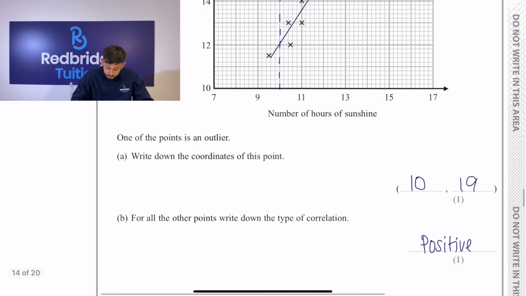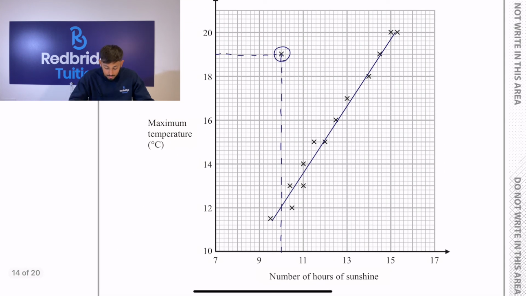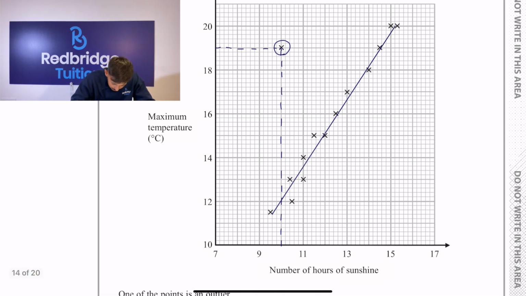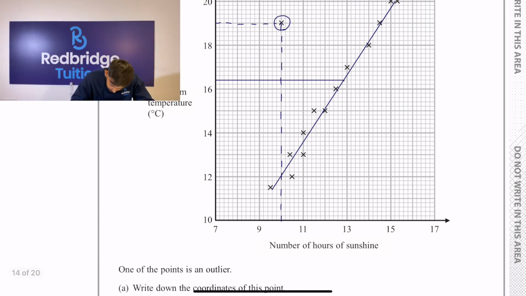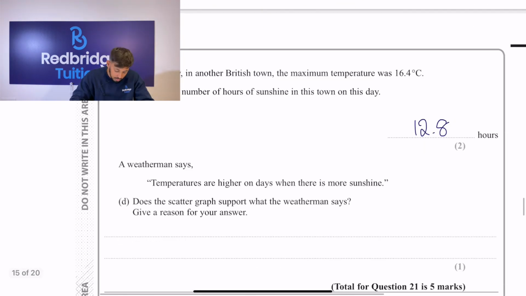So what we need to do is, as I've already done, I've drawn a line from the first point to the last point. Now I can work out my approximation by finding 16.4 on my y-axis, which is the maximum temperature, and lining this up and drawing a line from the point in the graph down to the x-axis, which would roughly be 12.8 hours.